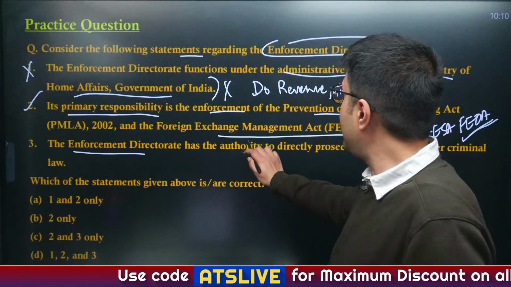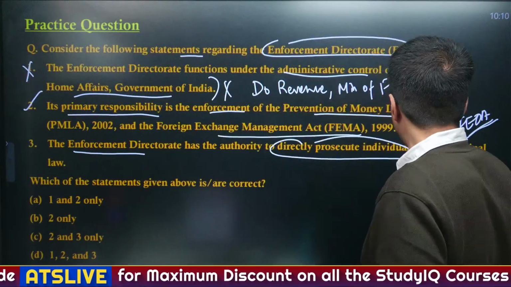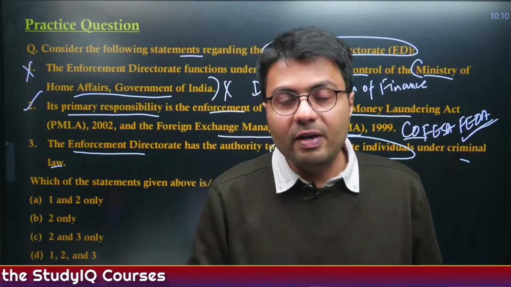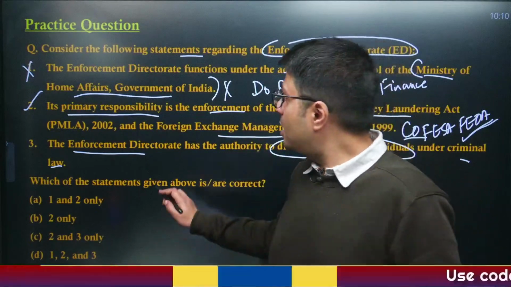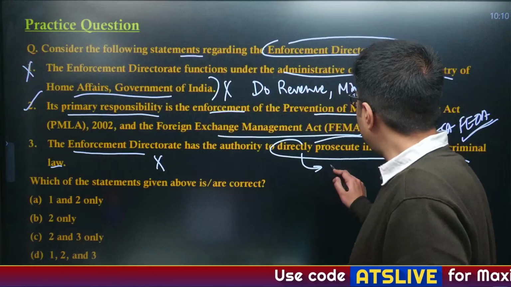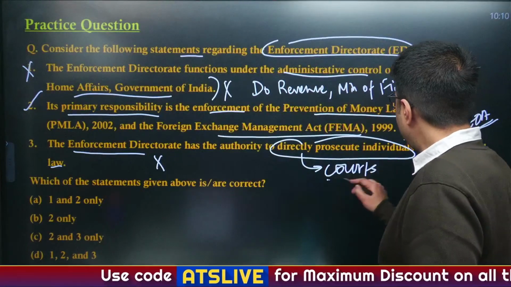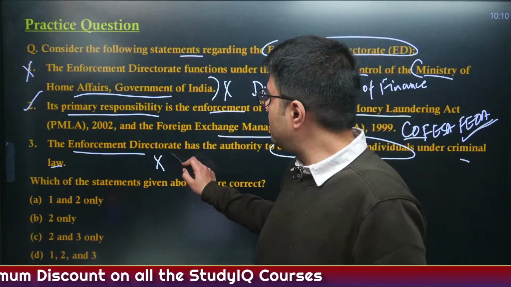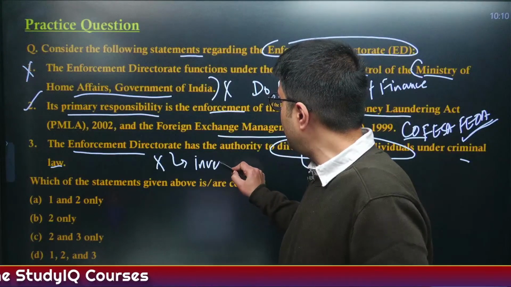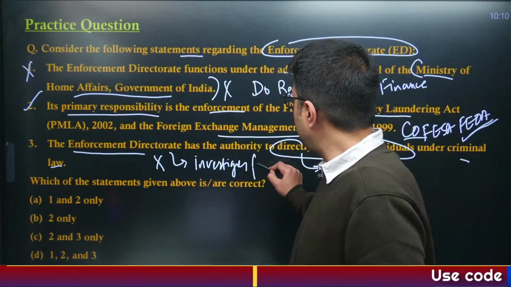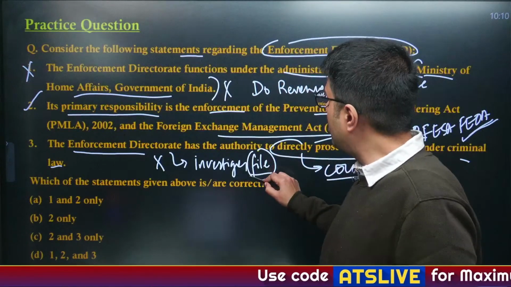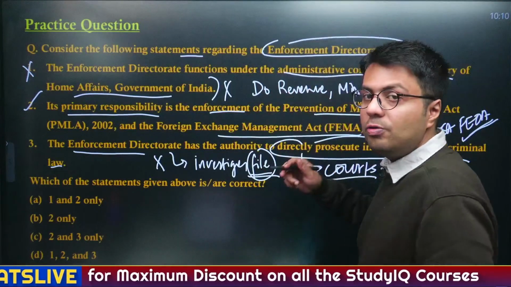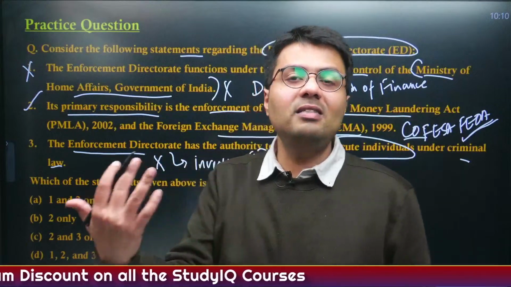Now, the Enforcement Directorate has the authority to directly prosecute individuals under the criminal law. Now, do you think an investigative agency which comes under the executive has the power to prosecute an individual? The answer is no. Who prosecutes an individual? It is the courts of our country, that is district courts, high courts and the Supreme Court, not the investigative agency. The purpose of an investigative agency is to first investigate whether the crime has happened or not, and then file the report in the court, and the court considers the report filed by such investigative agencies to decide whether the accused is actually a culprit or an innocent person.